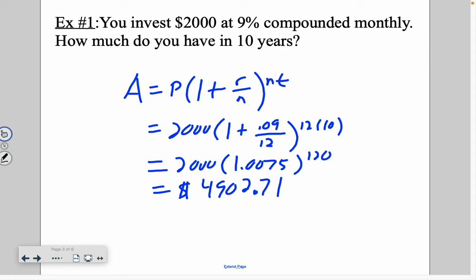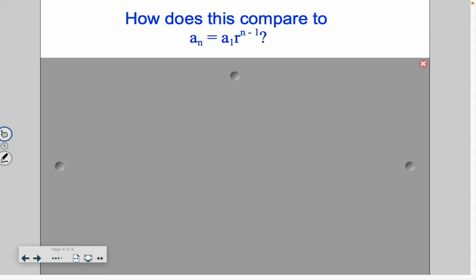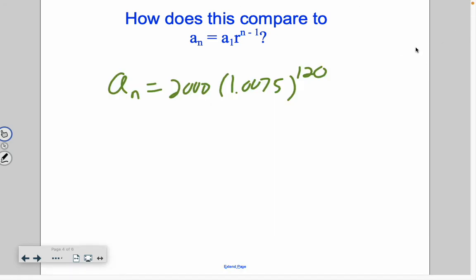So that's what we used to do. If we then relate it, if we take this last step right here, and you look at the next slide in your sheet, that last step is really just that. That's what I want you to recognize. Notice this 2,000, that's really a sub 1. It's your starting amount. It's your first term. If I were going to write out this dollar amount in terms of a sequence, the 2,000 is your first term. It's the first amount of money you started with.